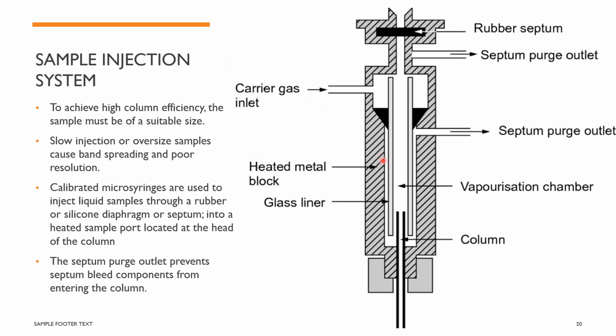You can see in the diagram that this is the rubber septum on which the micro syringe is inserted, and the sample is injected into the heated metal block. This is the heated metal block, and here is the column. You can see the septum purge outlet there, so that it prevents the bleeding of the septum from entering into the column.